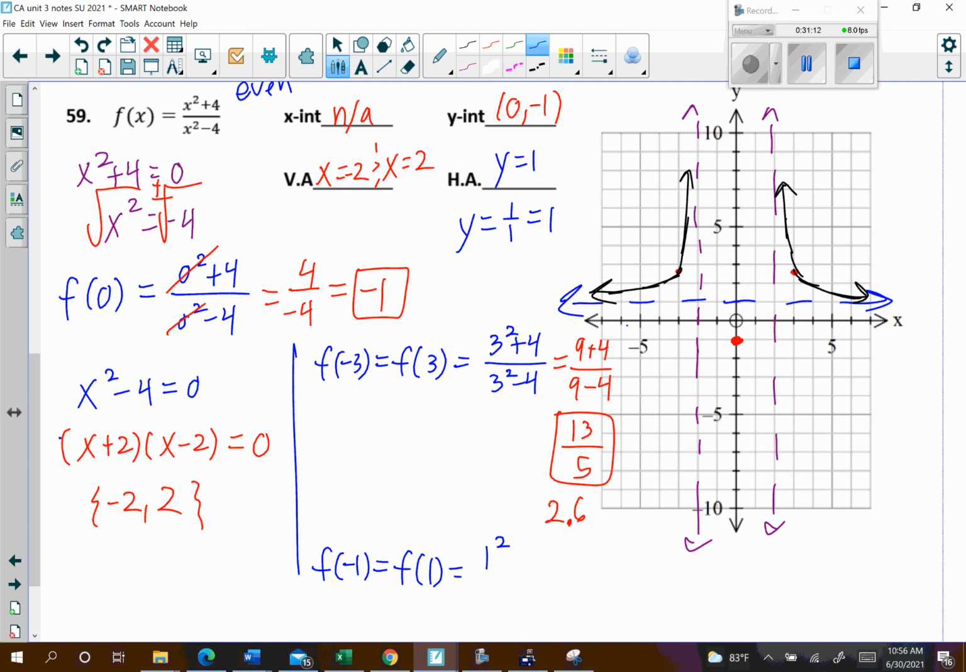So let's see, 1 squared plus 4 over 1 squared minus 4. So 1 plus 4, 1 minus 4. So we end up with 5 over -3, which is a good answer. Just go ahead and leave it like that. As a decimal, it would be -1.66 repeating. So let's see, we're going to be right about here and here or so, somewhere about like that.